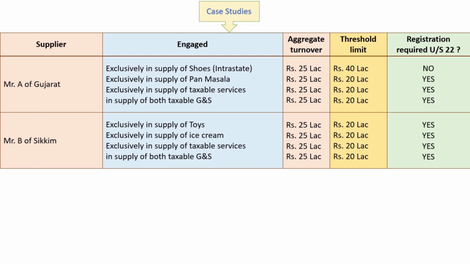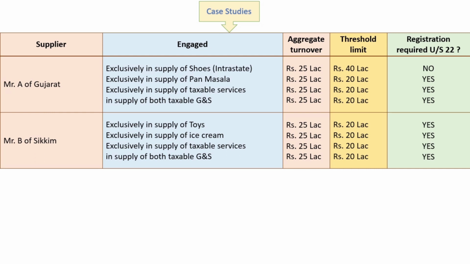Now next one, Mr. B of Sikkim exclusively engaged in supply of ice cream. So ice cream falls under the exceptions. So now limit is only 20 lakh and his aggregate turnover is 25 lakh and it is greater than threshold limit. So in this case also he is liable for registration under section 22.